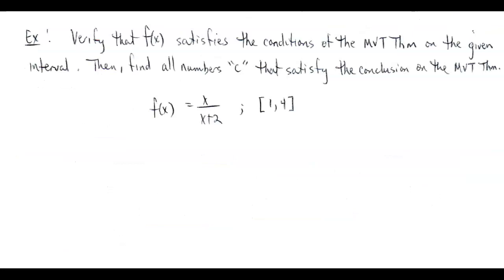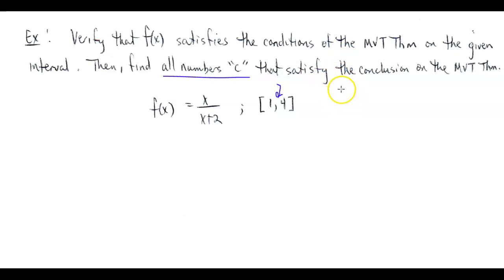All right, so for this last example, we're actually going to work this out together here. And what we want to do is to verify that our function satisfies the conditions of the mean value theorem first. And then after we verify that it meets those conditions, then we want to find all possible numbers C, meaning all possible x values within this interval here, that will satisfy the conclusion of the mean value theorem, okay? So I'll start with the conclusion first.